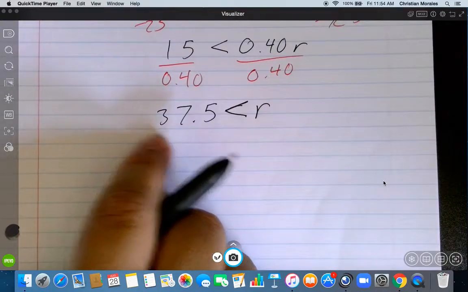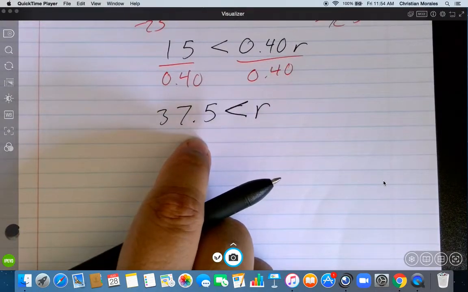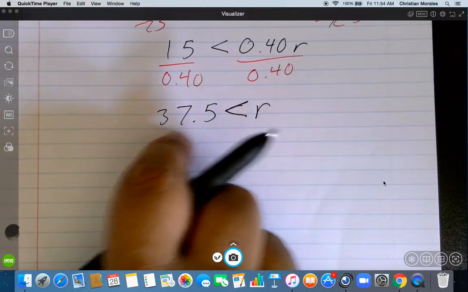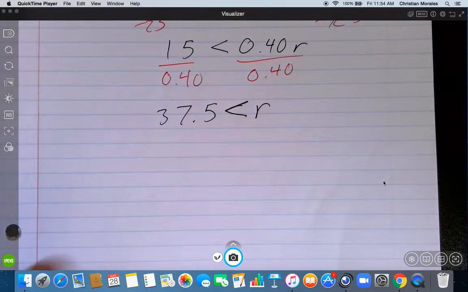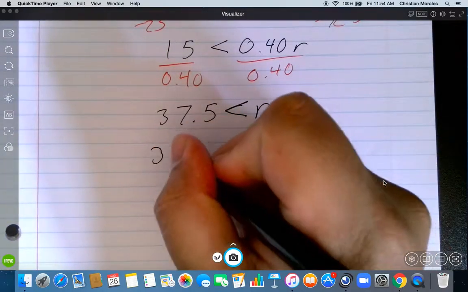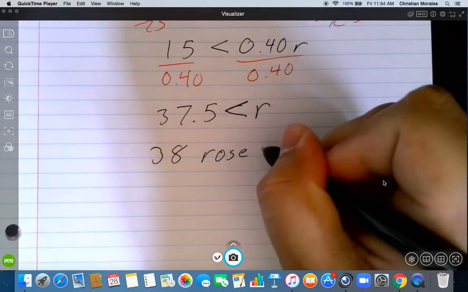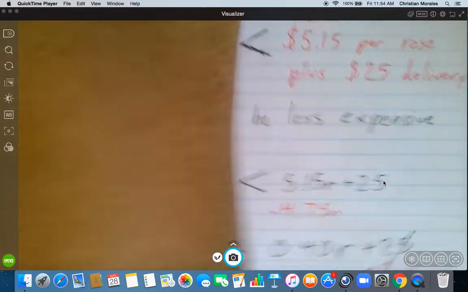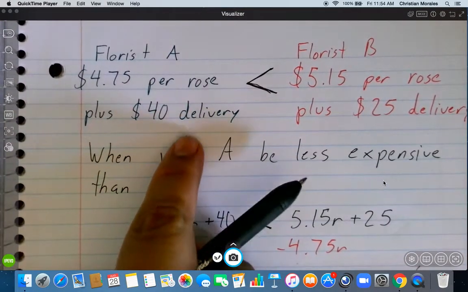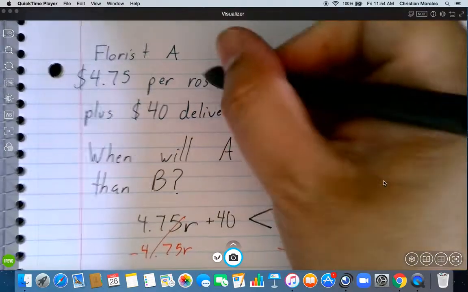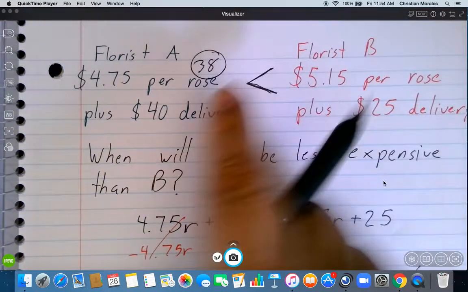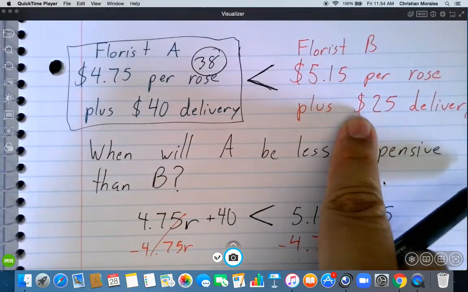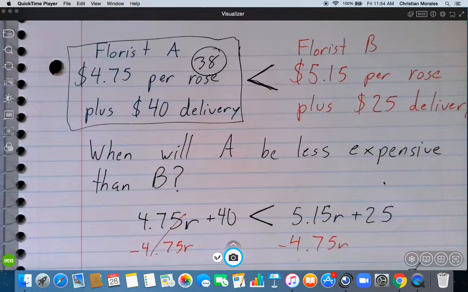Wait a minute. Half a flower? That doesn't make sense. I'm not going to buy like the stem and lose like the petals of a flower. No, no, no. In the real world scenario, that would mean you would have to buy 38 roses. Because you wouldn't be able to buy a half flower from them. To make this the cheaper option, you would have to buy 38 roses. And if you bought 38 roses, this would be cheaper than this one. And that's it. That's the answer.